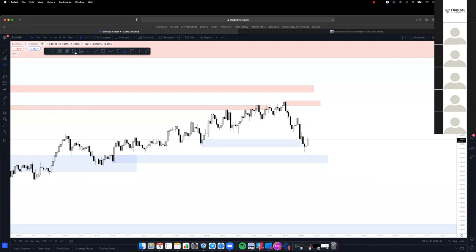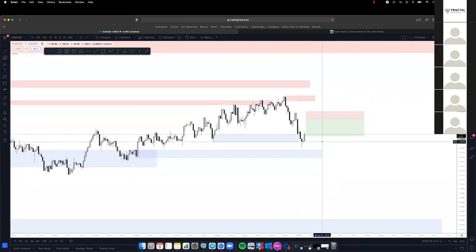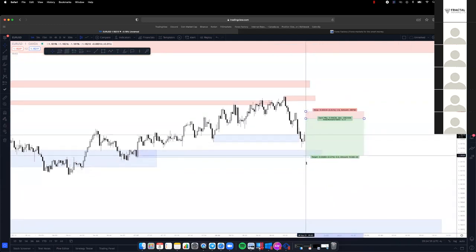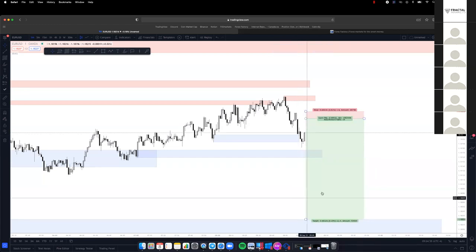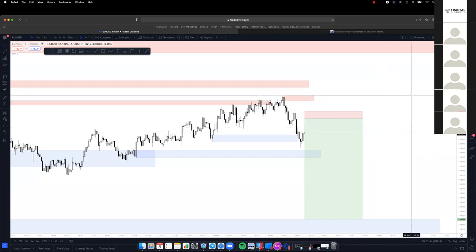Let's just look at what this risk reward is like here. Something like that, maybe. Just measuring out risk reward, guys. Just checking it out.